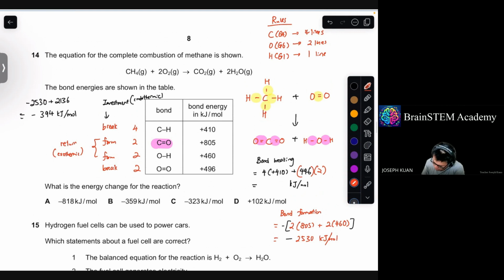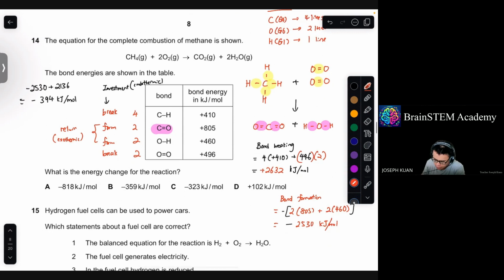So this is 2632 to be exact, right? So with that said, let's look at the bond formation part. The bond formation is, you are forming 2 molecules of water. So that means you actually need to form 4 bonds of OH. All right, so in other words, you need to convert this to 4 and change this.